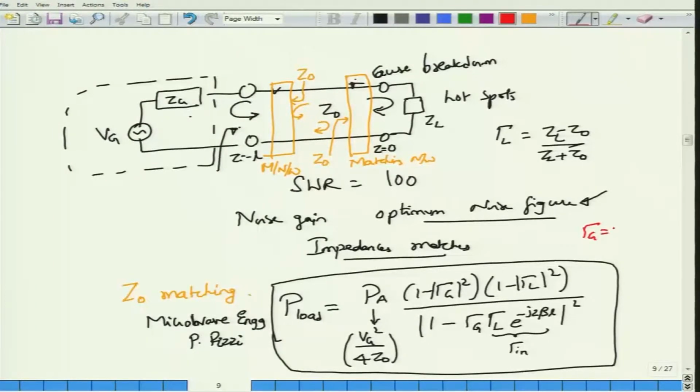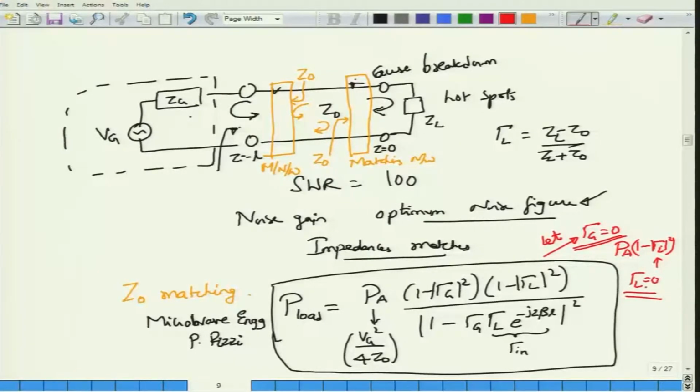Suppose Γ_G is equal to 0. So, in this expression, suppose Γ_G is equal to 0. What will happen to the power that is delivered to the load? This would be the available power times 1 minus magnitude Γ_L squared. So, this is the average power that is delivered to the load, which is only less by a factor of Γ_L, and you can make this equal to P_A provided you make Γ_L equal to 0. So, when you make Γ_G equal to 0, this is the case of what we call generator matched.